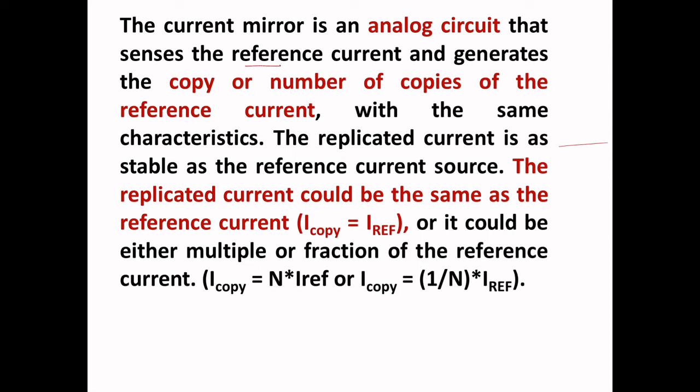So it is going to generate some constant current, and this is copied to n number of points. So I can write I copy equal to IREF, or it could be either a multiple or a fraction of your reference current: I copy equal to n times IREF, or I copy equal to 1 by n times your IREF. The very simple idea is that I am going to generate a constant current source that is replicated in n number of places. That is the concept we are developing with the MOSFET.